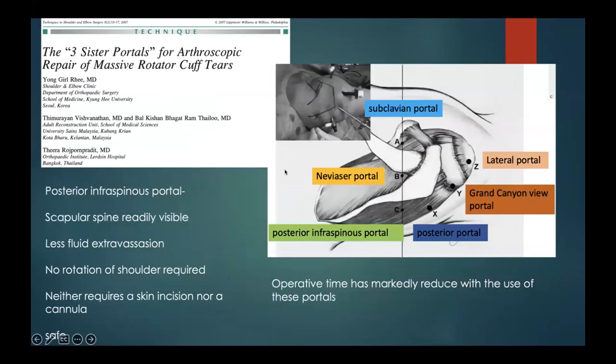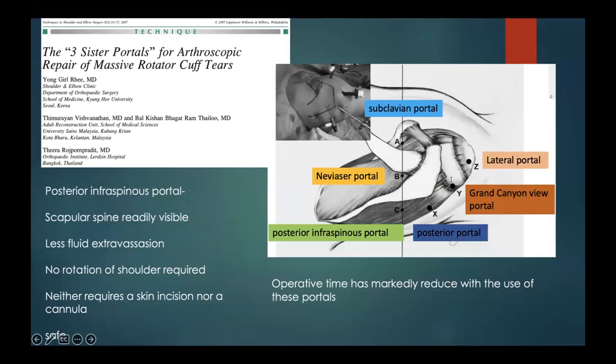There's an article on three sister portals for cuff repair of massive rotator cuff tears. It describes the three sister portals consisting of the subclavian, Neviaser, and a new posterior infraspinous portal, which provides access to all parts of the tendon with minimal rotation of the arm.